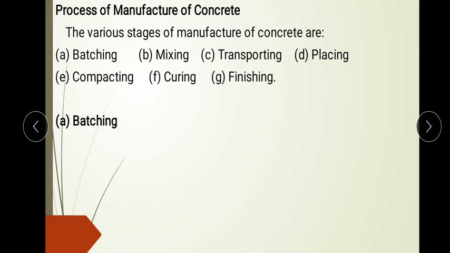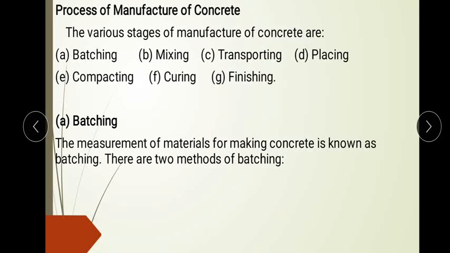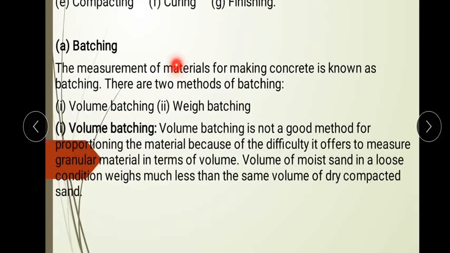Batching means how we select the proportions that we get from the mix designer, which means how much amount of cement, sand, aggregate and water is to be added. This is nothing but batching, and it may be calculated using measurement of volume or measurement of weight. So in these two methods we may get it.